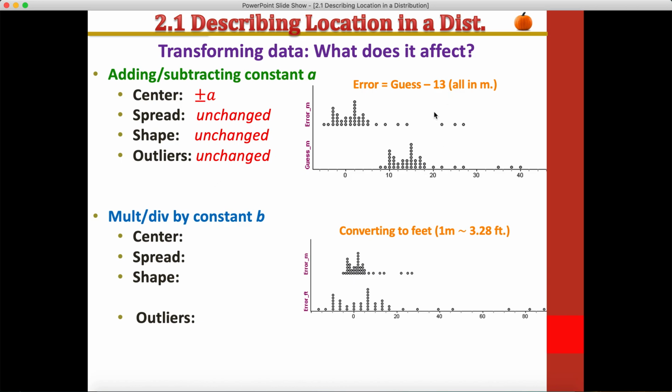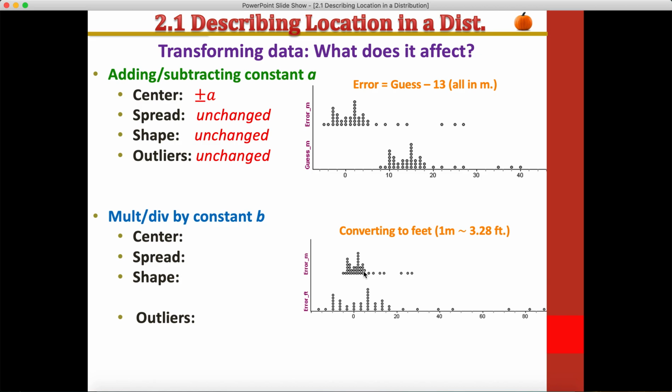If I'm taking every value and just subtracting 13 from it, what I'm essentially doing is taking the whole distribution, picking it up, and sliding it 13 units left along the x-axis. That's not going to change how spread out it is. It's not going to change its shape or whether or not there are outliers either. So we end up with the same thing here, with everything except for center. By contrast, we have what happens if I were to multiply or divide by some constant b, we'll say.